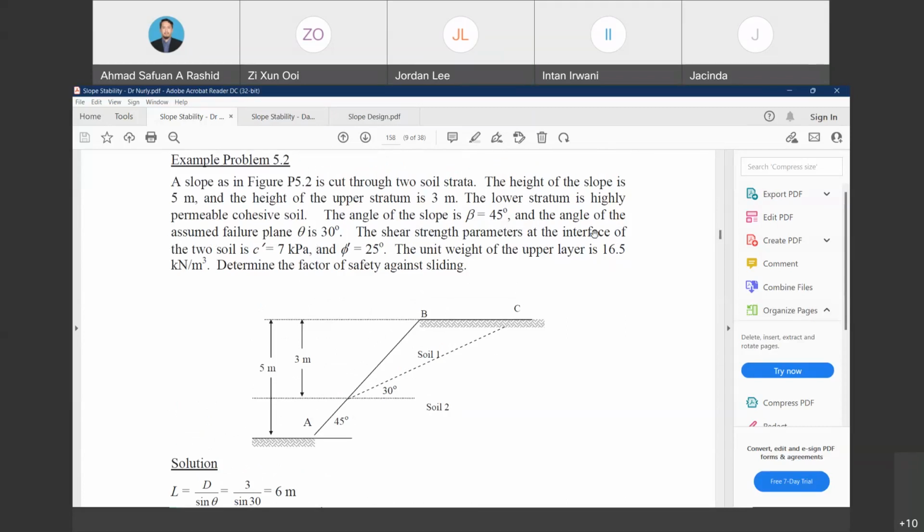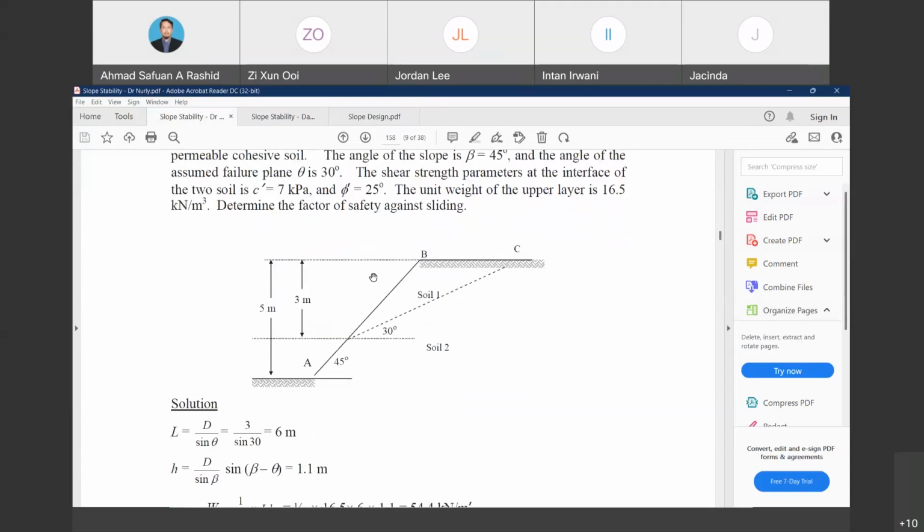The shear strength parameter at the interface of the two soils is 7 kPa and 25. The unit weight of the upper layer is 16.5. Determine the factor of safety against sliding. First of all, we need to determine the W value. For the W value, the length from this point to C, L, is equal to D over sine theta, where D is 3 meters, and then we get 6 meters.